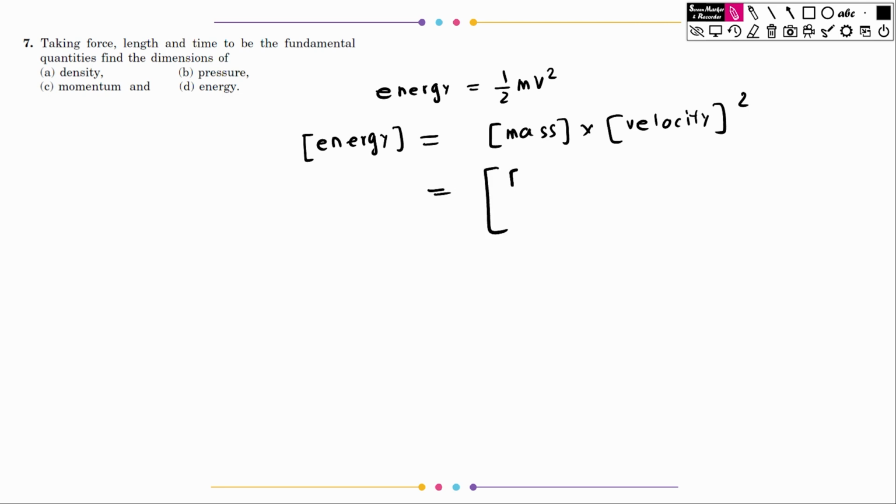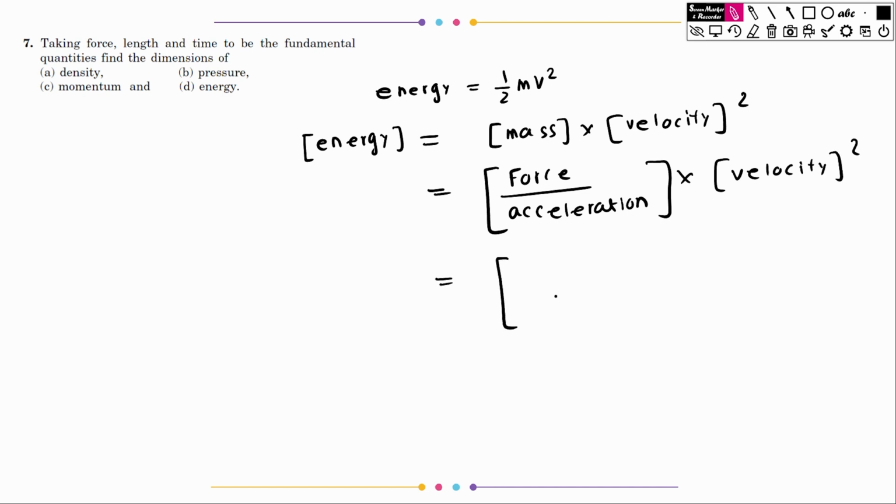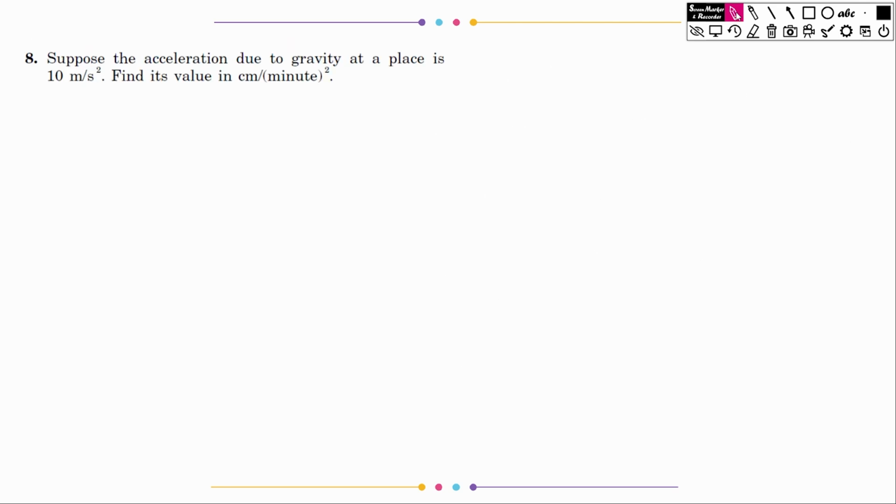Now mass is force divided by acceleration into velocity square. Therefore, one by one we'll write force is represented by F, then acceleration is LT to the power minus 2, then velocity is LT to the power minus 1, and there is a square term. So rearranging, we can write the dimension of energy as F into L. We'll take the next problem.